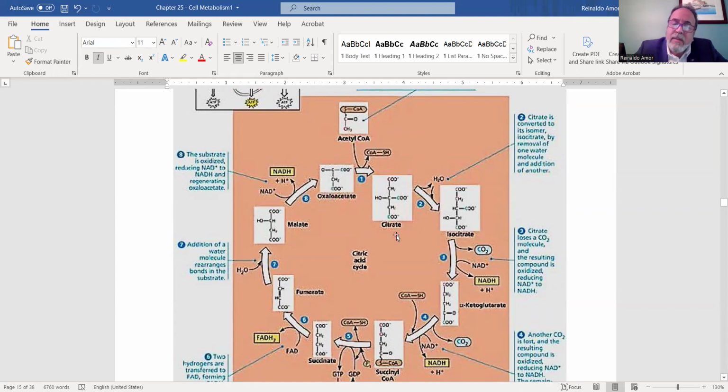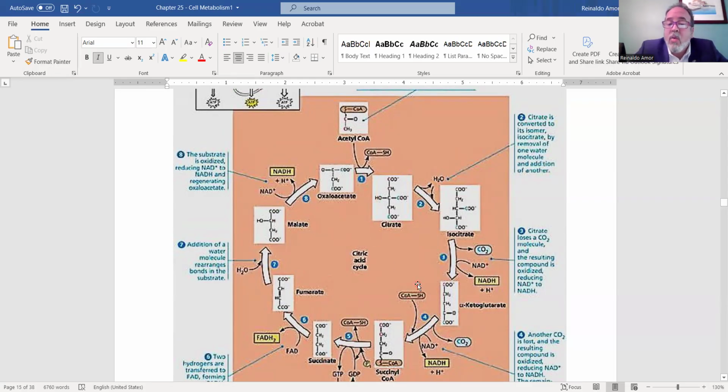Notice that acetyl-CoA combines with oxaloacetate and you're going to make citrate. And then from citrate, you're going to make isocitrate. And from isocitrate, you're going to make alpha ketoglutarate. And from alpha ketoglutarate, you're going to make succinyl-CoA. From succinyl-CoA, you're going to get succinate. From succinate, you're going to get fumarate. From fumarate, you're going to get malate. From malate, you get oxaloacetate. You see, it's a cycle. This is called the Krebs cycle or citric acid cycle.